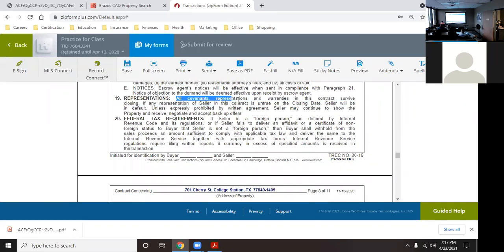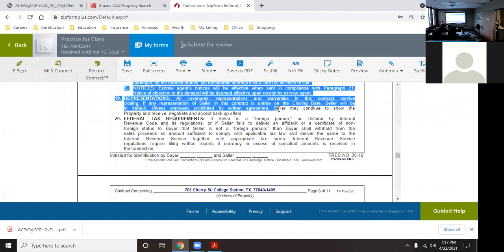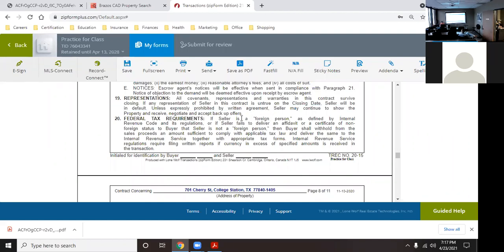19 is about representation. So again, this contract survives closing if there is any representation. So if you have any warranties or whatever on the house, they will survive closing. And again, the seller may continue to show the property and receive, negotiate, and accept backup offers.